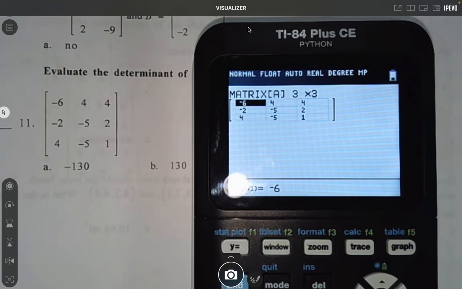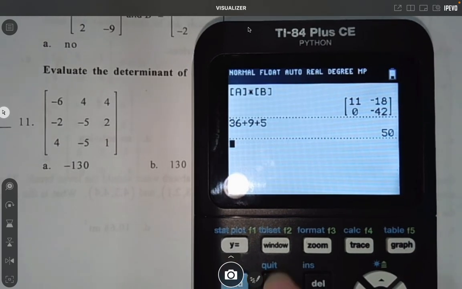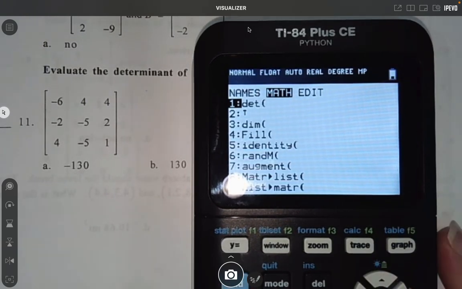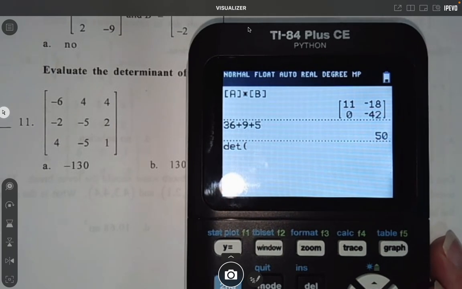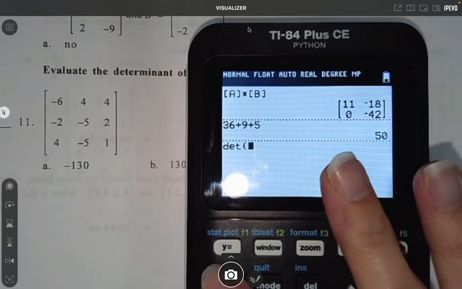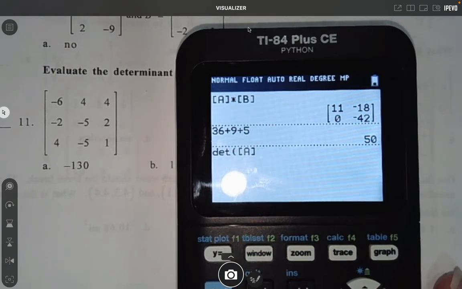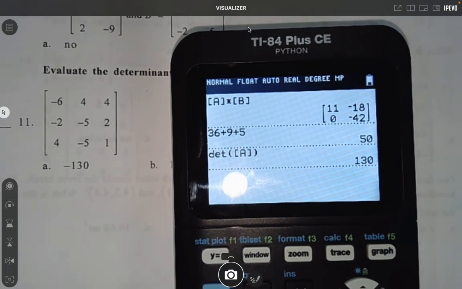Okay? And then I'll quit that, second quit, and I think I have to go to matrix, math, thank you, and see how the first word stands for determinant. So I'm going to do the determinant, and now I have to pick my matrix. So second matrix, A. The determinant of matrix A. I don't know if you have to close the parentheses or not, but there it is, it's 130.